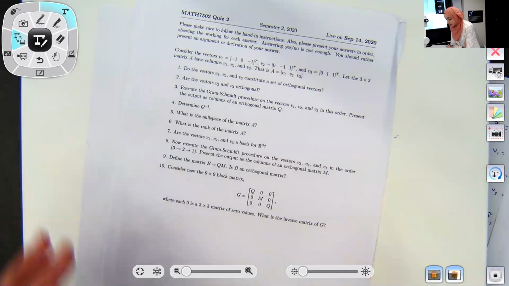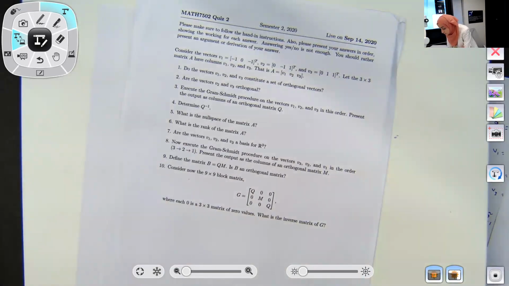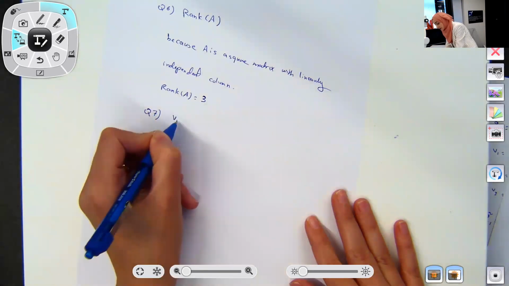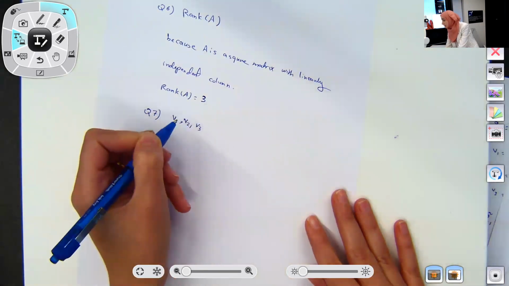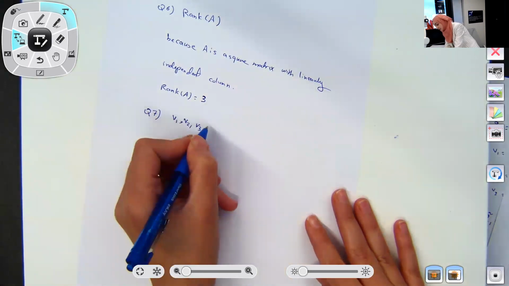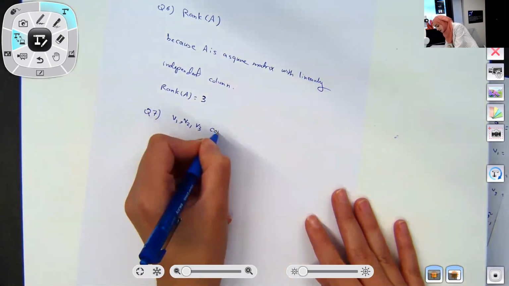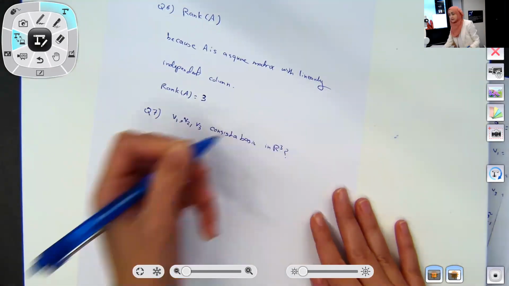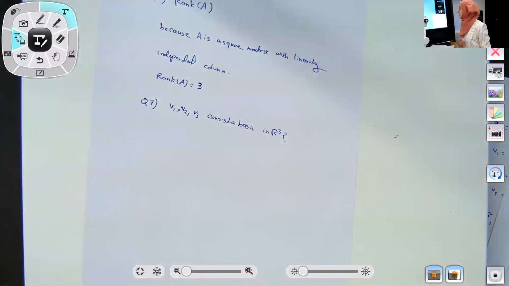Okay. In number 7, they asked, are the vectors v1, v2, and v3 a basis for R3? They ask if v1, v2, v3 constitute a basis in R3. The answer is yes. Why? Because these vectors span R3. This is the first thing. And the second thing, these vectors are linearly independent. So yes, it's a basis in R3.